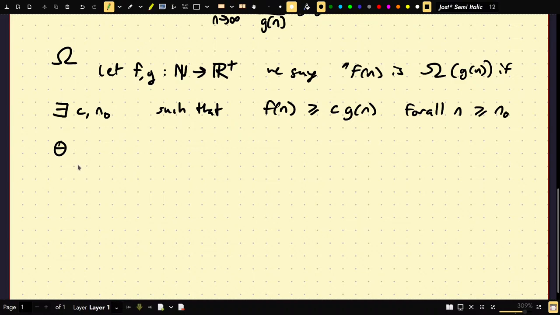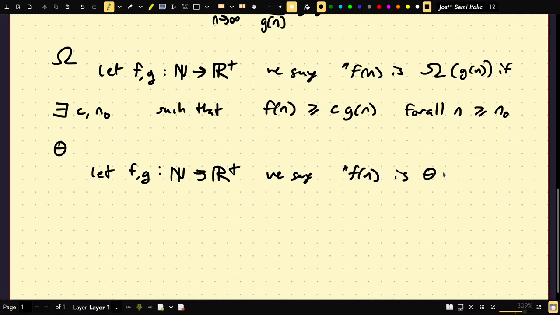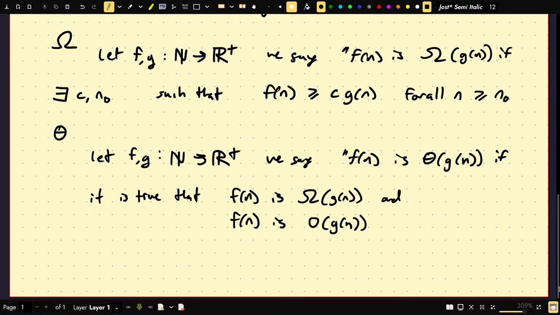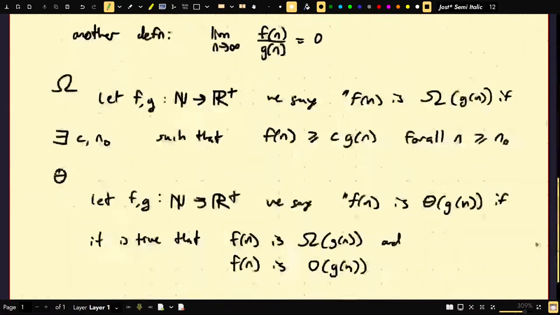Finally, we say big theta. Let f and g be functions that go from the naturals to the positive reals. We say that f of n is big theta of g of n if it is true that f of n is both omega of g of n and f of n is big O of g of n. So basically it's both lower and upper bounded, bounded from both above and below asymptotically. So these are what we're going to be using. This should just be a refresher from your analysis of algorithms course.